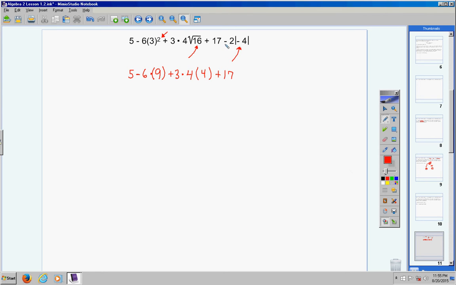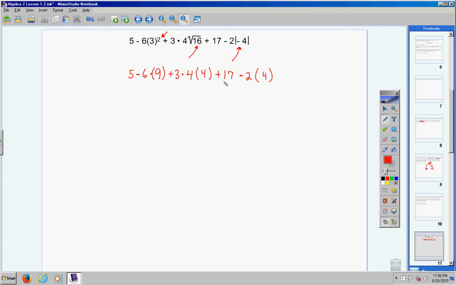So I have a negative 2 here. And notice the negative 2 is right next to the absolute value. That means they're multiplying, okay? So you can put a dot for multiplication if you want. I prefer parentheses. The absolute value of negative 4 is 4. Okay? Now I'm not going to go any further. I would like to finish the rest of this problem, but not right now.